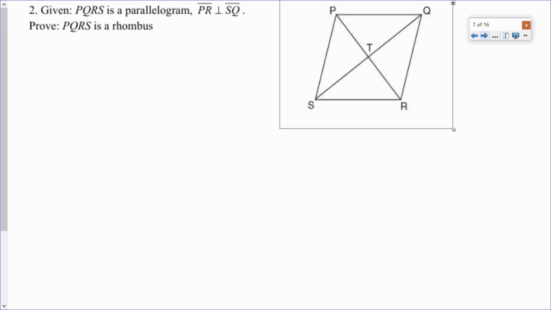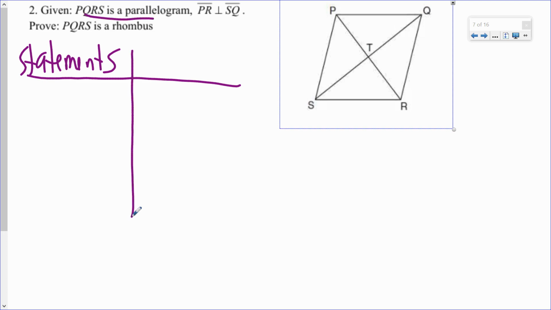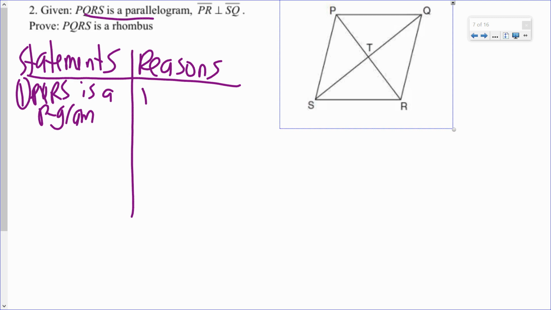Parallelogram, it wants to prove that PQRS is a rhombus. Well, to prove a rhombus, I need to first prove it's a parallelogram. Check. And then one of the three rhombus proofs. Either diagonals perpendicular, diagonals bisect the angles, or consecutive sides congruent. PQRS is a parallelogram. Given. Check. That's one thing I need. Now I need either perpendicular diagonals, diagonals bisect the angles, or consecutive sides congruent.